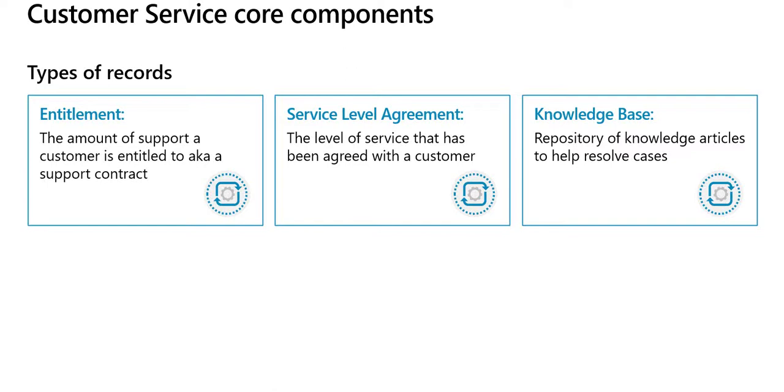And SLA, that is service level agreement, is the level of service that a customer has agreed to. Let's say the moment you raise a request, you would be expecting a response within 12 hours, or your ticket has to be updated within 3 hours, or you need to be responded to within 2 hours, based upon the priority of the tickets.